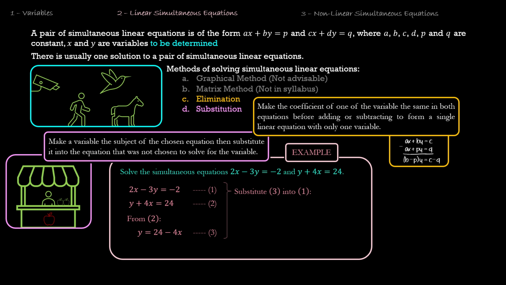Then, we just need to change the y in equation number 1 with the new equation. By simplifying the equation, we will get x is equals to 5. And using this value, we will also obtain the value y is equals to 4. Therefore, when x is equals to 5, y is equals to 4.